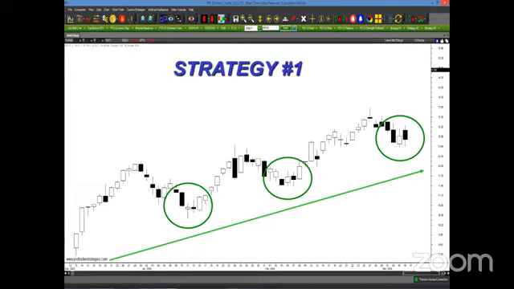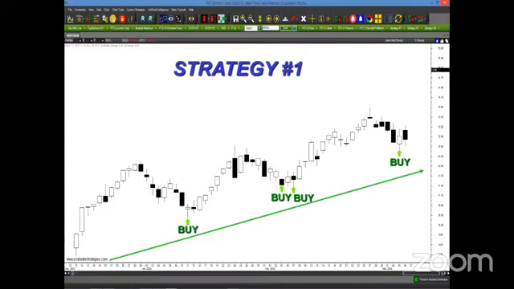Let me show you how powerful strategy number one is. On our platform, once again, it's as simple as clicking on strategy one, and in the drop-down menu, you'll see signal alerts. Click on signals, and look at where the signals were generated. Right there, each and every one of those signals was a profitable trade. In fact, this very last one, look what happened in the next following days. Right back up, okay?